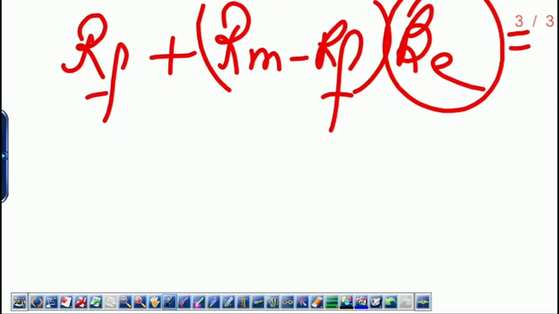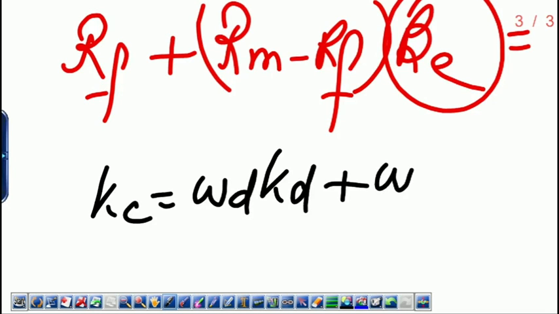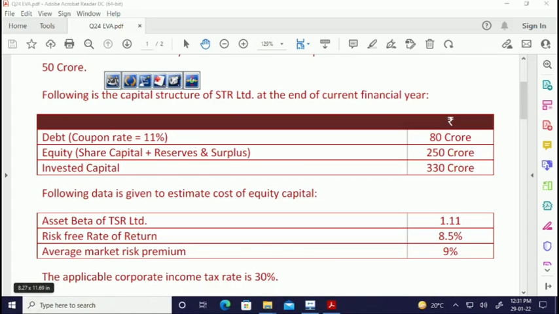Now, KC is obviously WDKD plus WEKE. Do we have the weight of debt? Yes, we do. If you look at the figures, weight of debt is 80 by 330. Weight of equity is 250 by 330. Perfect. You are doing from CA into stuff. And KD is obviously 11 into 1 minus T, you can see that, 7.7, and KE you have already calculated, so there is no problem in KC. Okay, KC and capital employed is already there, 330.